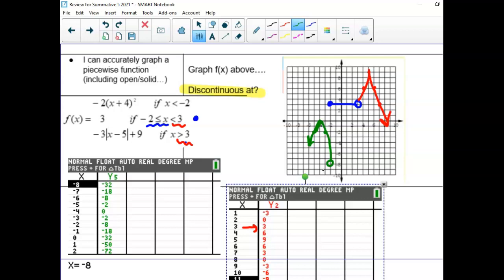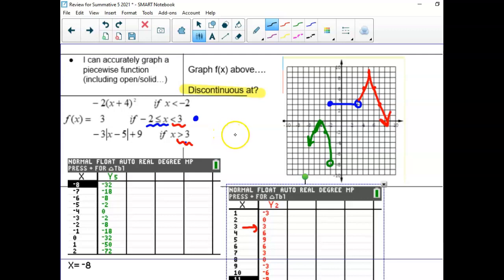Okay, I doubt there's both an absolute value and a parabola on yours. Probably has either an absolute value or a parabola, and then a line. Okay, where is this one discontinuous?